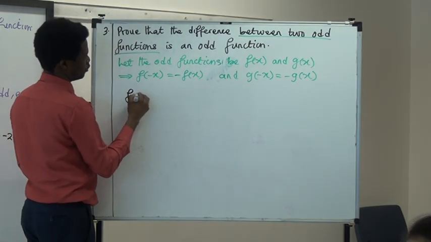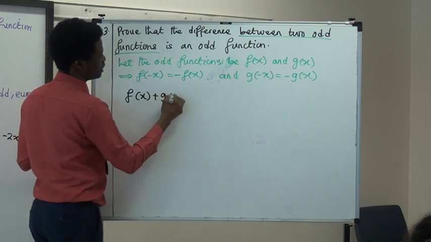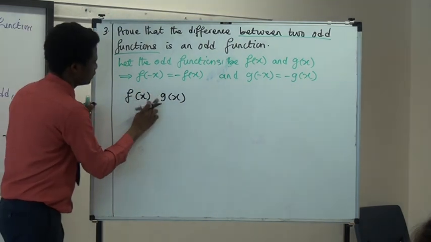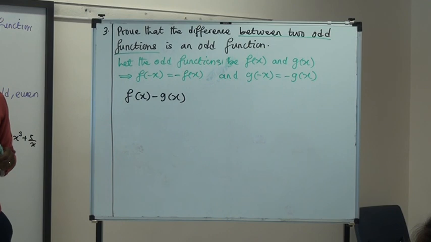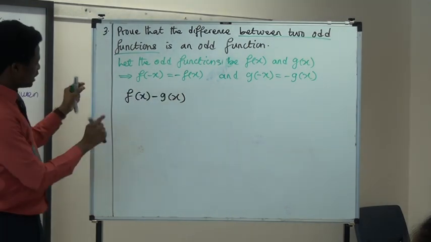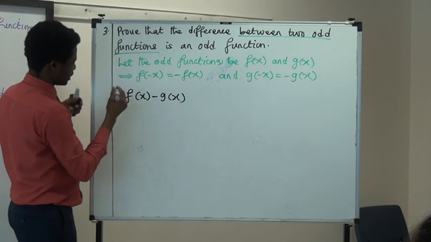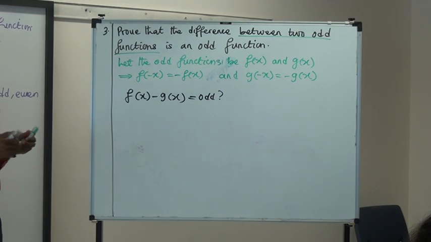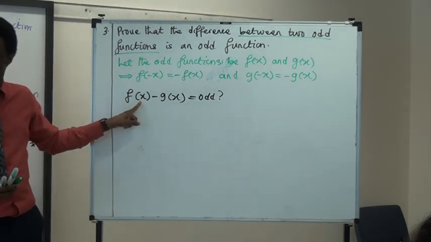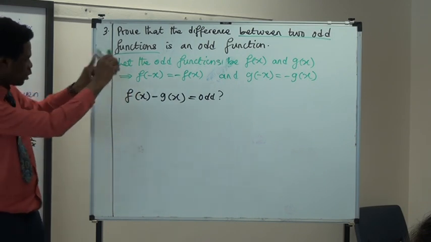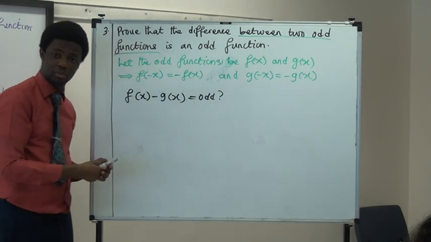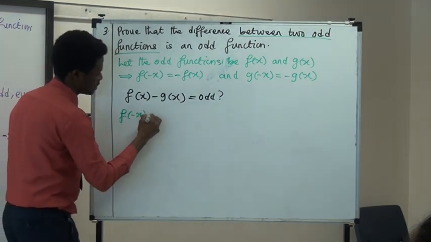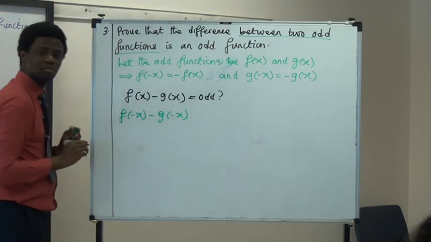You want to check if f of x minus g of x, this is their difference. Oh, sorry, I said sum, but it's the difference. You want to check if this difference also satisfies this property. So basically, you want to check, is this odd? That's what you want to prove. That's your goal. To do that, we start by saying f of negative x minus g of negative x.